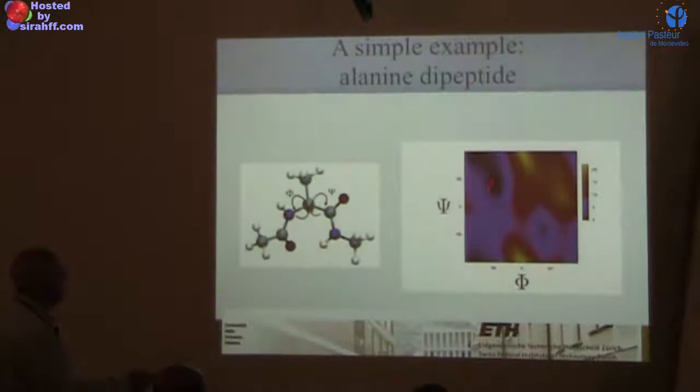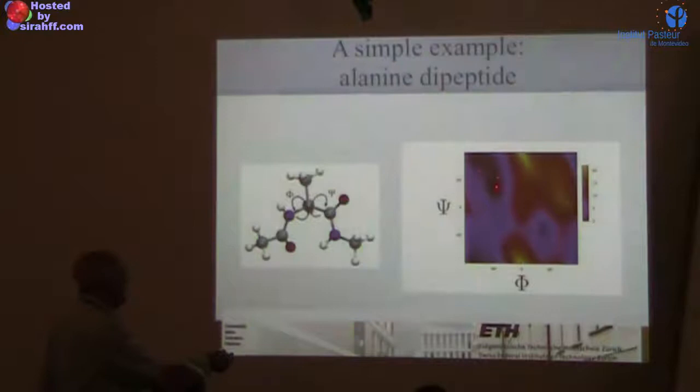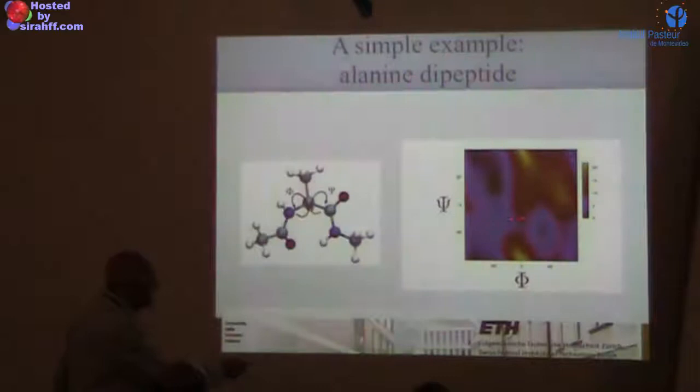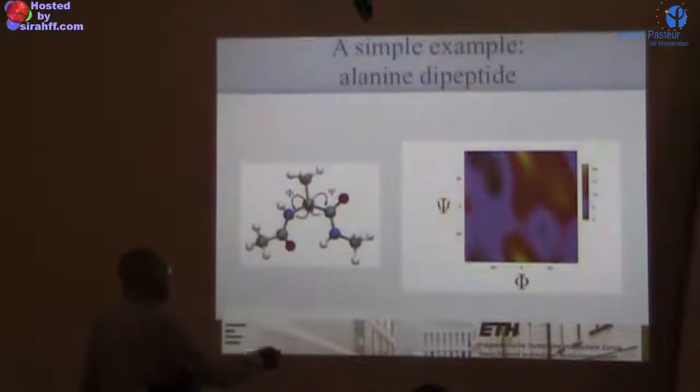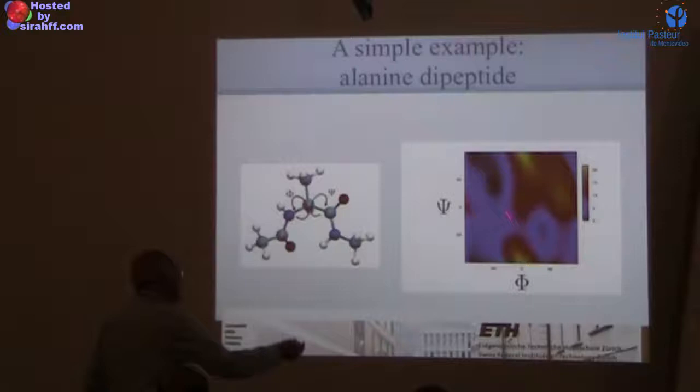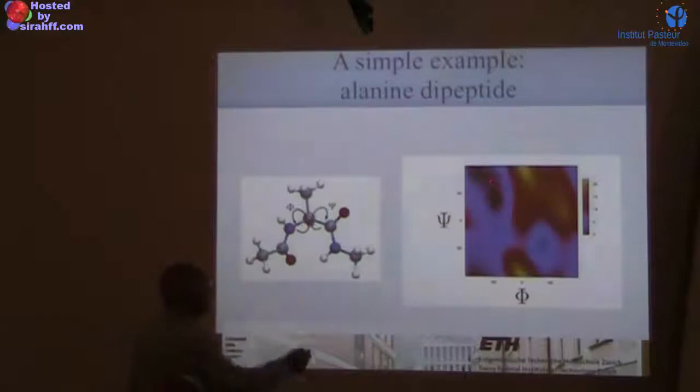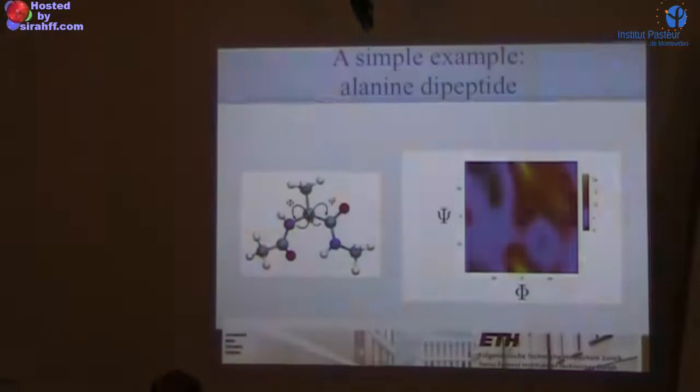So there is a main minimum here in terms of these two Ramachandran angles, which corresponds to one conformer, and then if we go along this way, this is a valley, then we go slightly over a mountain pass, we end up in a shallow minimum, which corresponds to another metastable state, and the molecule will typically oscillate between this state and the other state, and by looking at the depth of this well, you can get the probability distribution, the relative population of the two conformers.